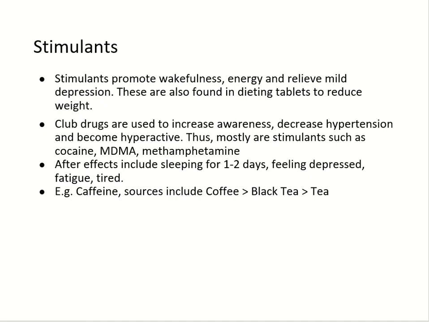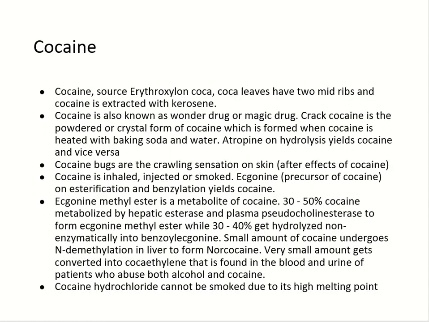Caffeine sources. Caffeine is also a stimulant. The caffeine amount is maximum in coffee, then black tea, then tea. About cocaine. The source of cocaine is Erythroxylon coca. Coca leaves have two midribs and cocaine is extracted with kerosene. Cocaine is also known as wonder drug or magic drug. Crack cocaine is a powder or crystal form of cocaine. Crack cocaine is formed when cocaine is heated with baking soda and water.